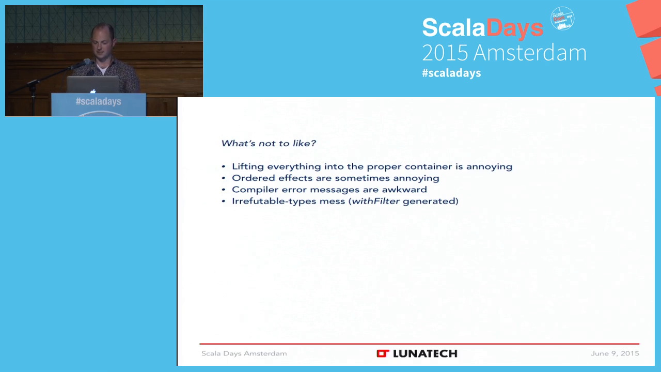So if it knows that, then it says, oh, it's an irrefutable type. I'm certain that this is true. If it's not sure about that, then it's going to generate withFilter calls in your desugared for-comprehension, in your map flatMap thing. And that's annoying, because that's usually not what you want.